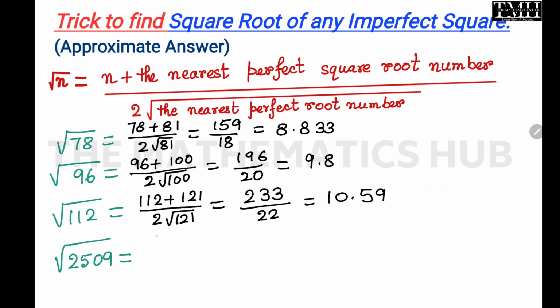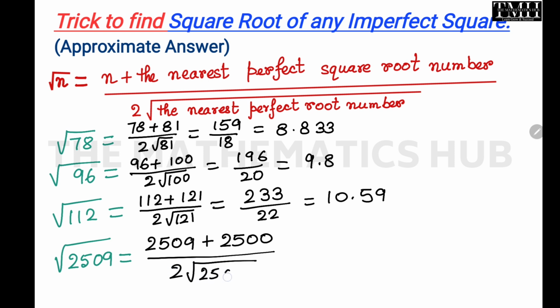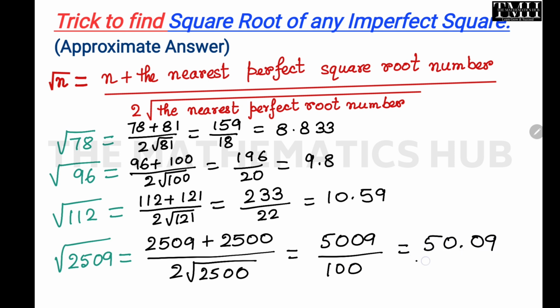Last question for today's session is square root of 2509. 2509 plus, we will take the number 2500 by 2 multiplied by square root of 2500, which is equal to 5009 by 100. And you know the answer without calculation, without using pen and paper. You can say the answer is 50.09.